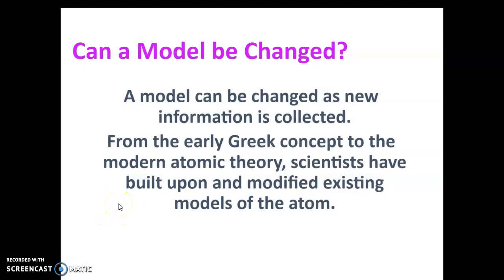Can a model be changed? Well, a model can be changed as new information is collected. Like we used to have a model of Pluto because we knew it was out there, but we didn't really know what it looked like. But now that we've sent a telescope out there that flew by it, we now have a new model of Pluto and what it looks like and how it behaves. So from the early Greek concepts to the modern atomic theory, scientists have built upon and modified the existing model of the atom.